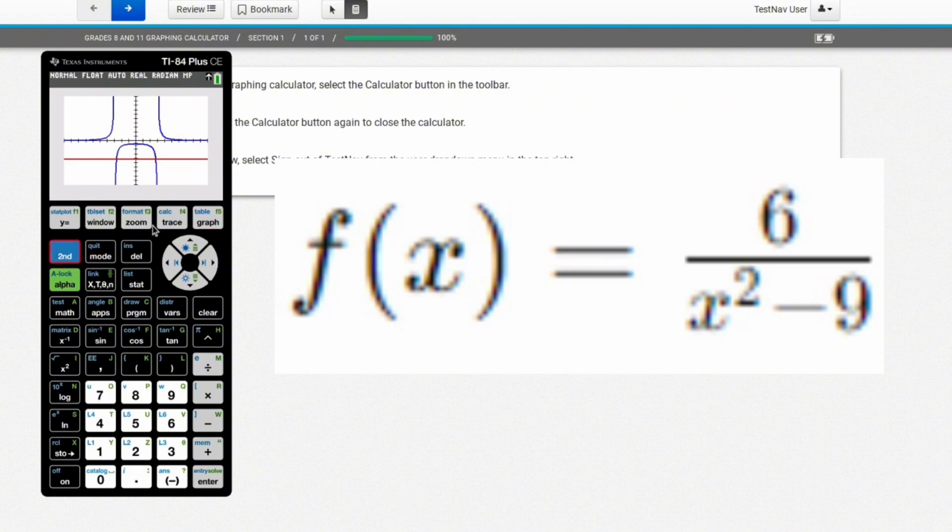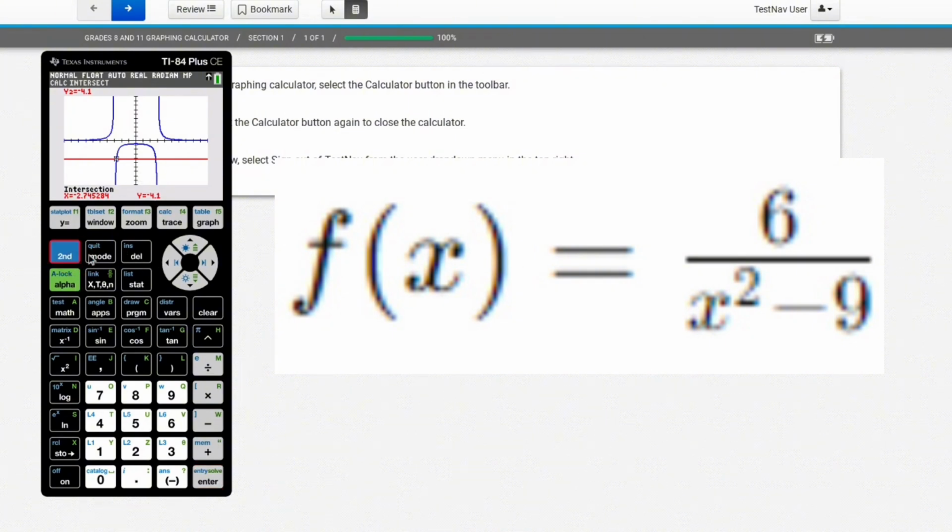So I'm going to hit second, trace, and I'm going to hit 5 for intersect. Let's do the one on the left. So I'm going to move to the left and hit enter, then move to the right for the second curve and hit enter, and for guess, hit enter. And it's going to tell me that one of my x values is negative 2.7452, blah, blah, blah. Okay, now since this was a pretty looking denominator, and we found out that the vertical asymptotes were 3 and negative 3, we probably know what the other x value is going to be.